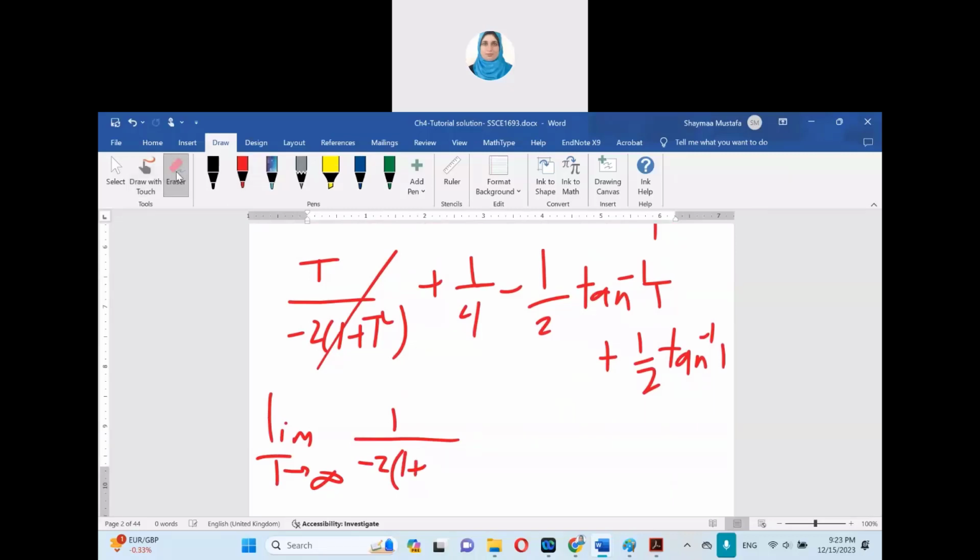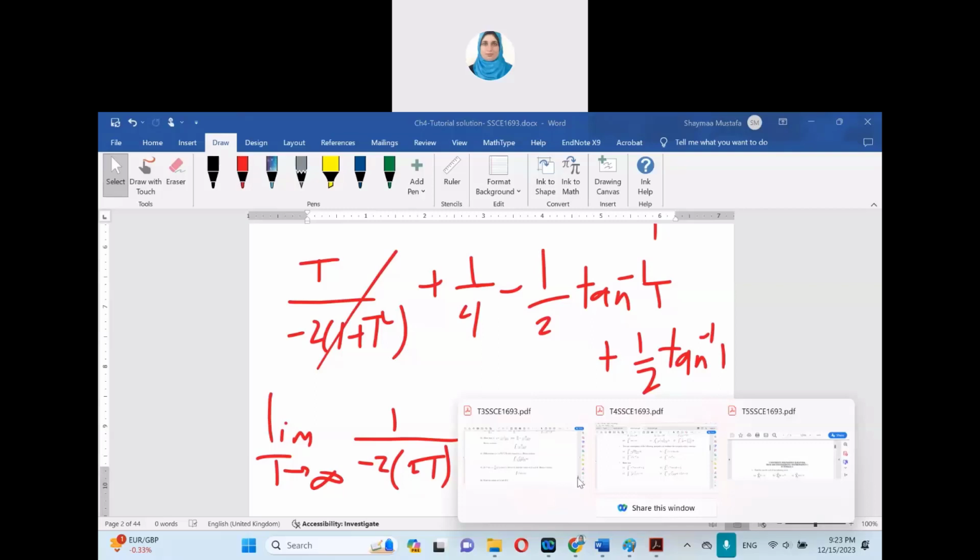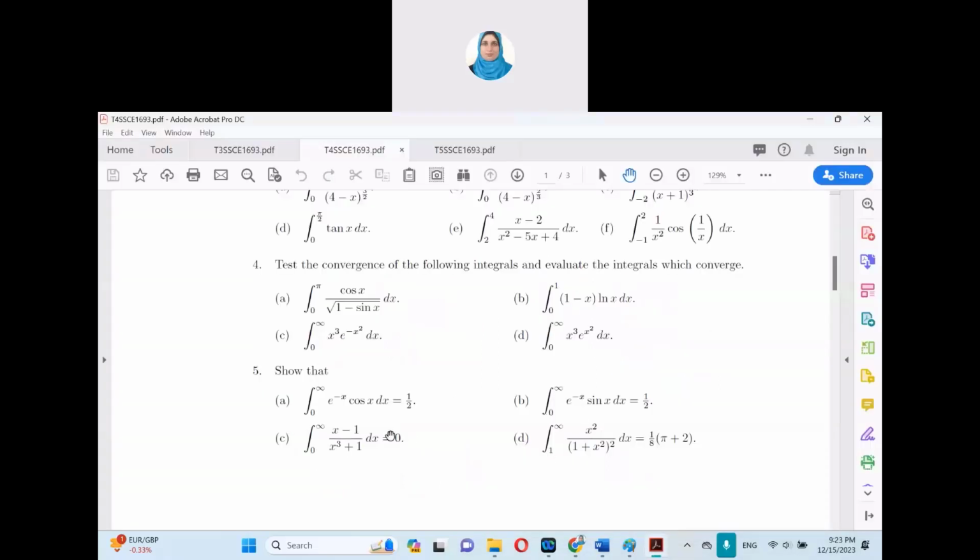Which is 1 plus, which is 2. And this will go to 0, plus 1 over 4 minus 1 over 2. Tan inverse infinity is pi over 2, plus 1 over 2 tan inverse 1, which is pi over 4. Okay, for 5c, because your friend asked for 5c.